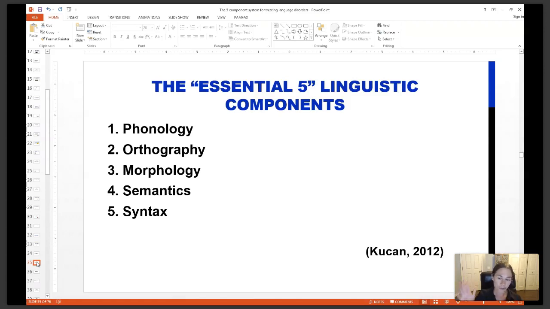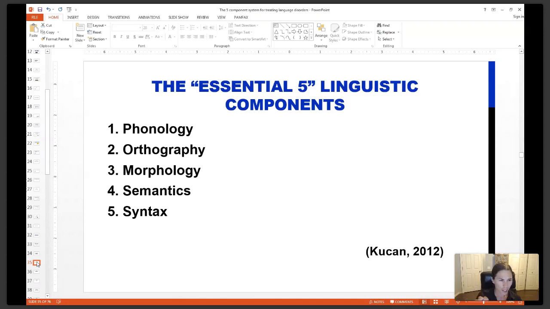There are actually five components that fit into vocabulary, and they all interact with each other, and they impact our ability to learn and use words. They are phonology, orthography, morphology, semantics, and syntax. All five of those language areas impact our ability to learn and apply the words that we use.